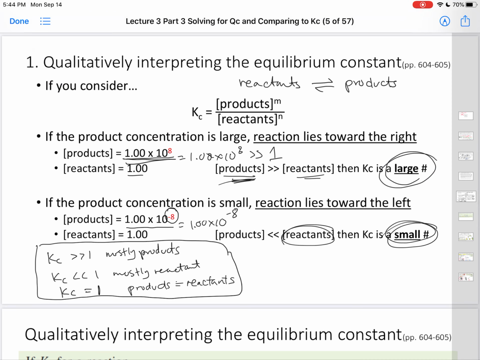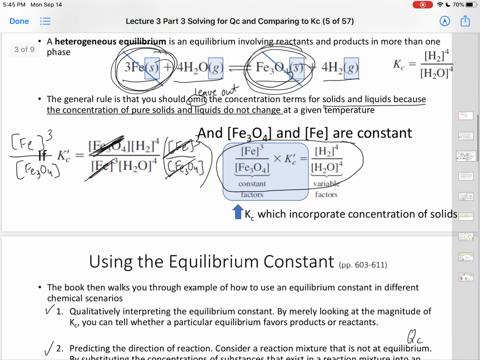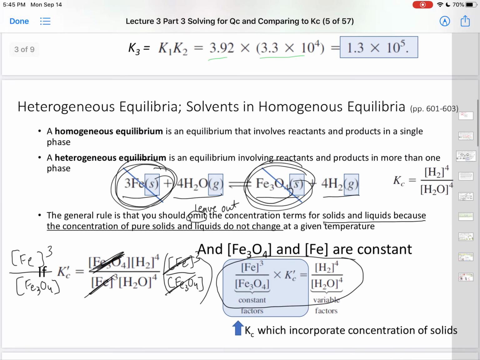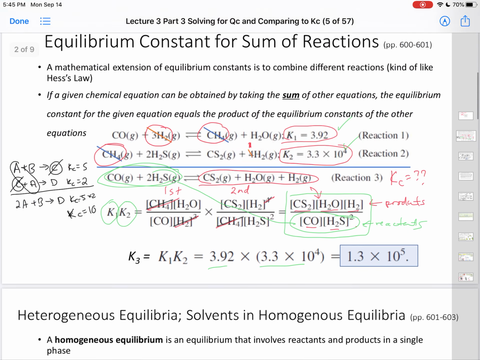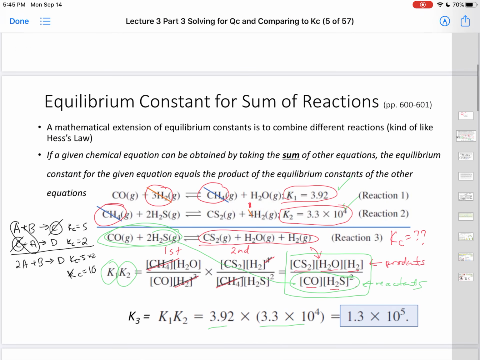The other takeaway point is really, based on Kc values, you can determine or tell if it's mostly product or mostly reactants at equilibrium. And last but not least, we have two major things: if you have a solid, you don't include it in your Kc expression. And also, if you have two elementary reactions and an overall reaction, the way to calculate Kc for the overall reaction is to multiply the Kcs for your two elementary reactions.